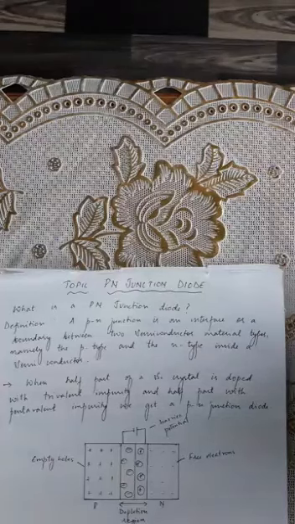I'm from the Physics Department, Assam Don Bosco University, and in this video, I will discuss the PN Junction Diode. So first of all, what is a PN Junction Diode? A PN Junction Diode is an interface or boundary between two semiconductor material types, namely the P-type and the N-type, inside a semiconductor. So how is a PN Junction Diode formed?